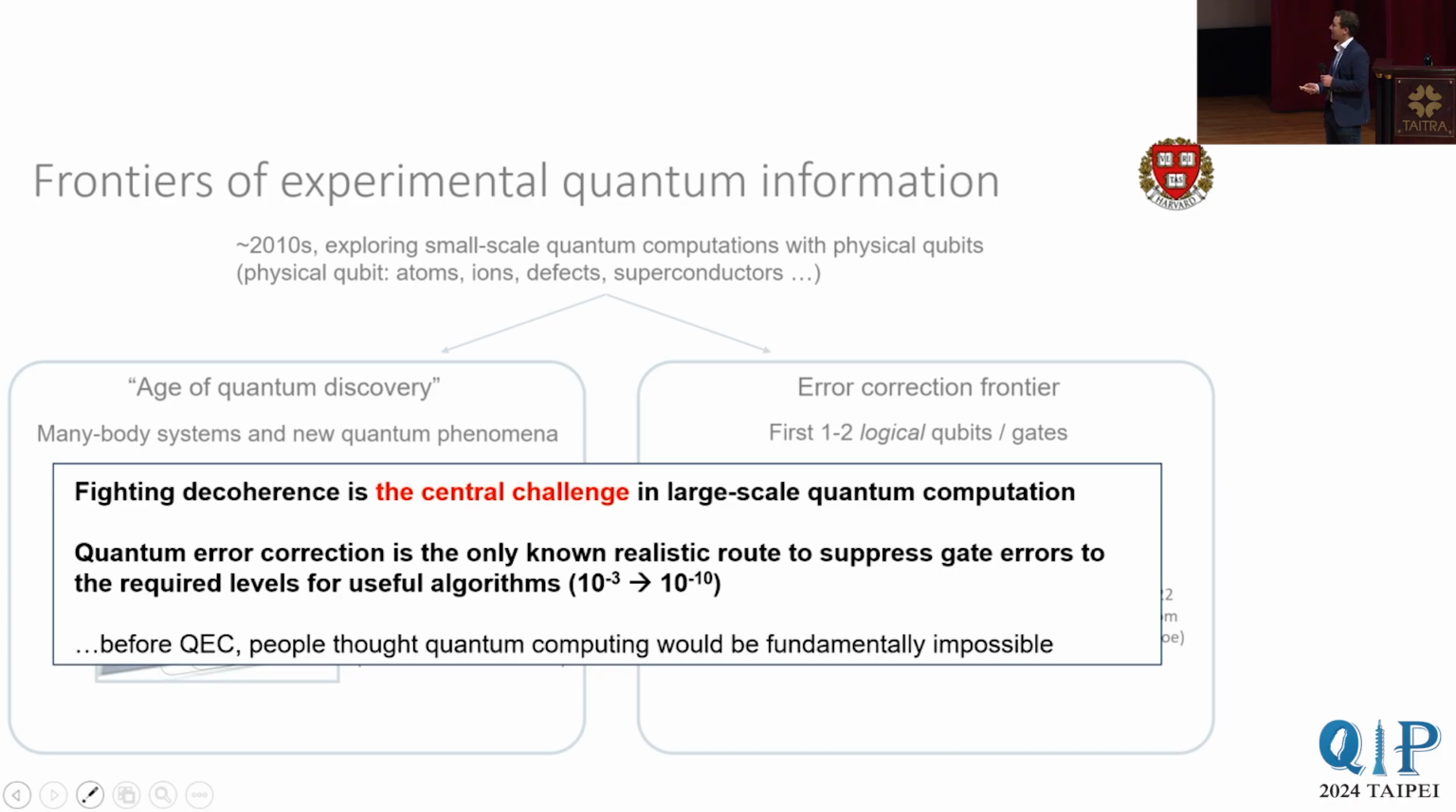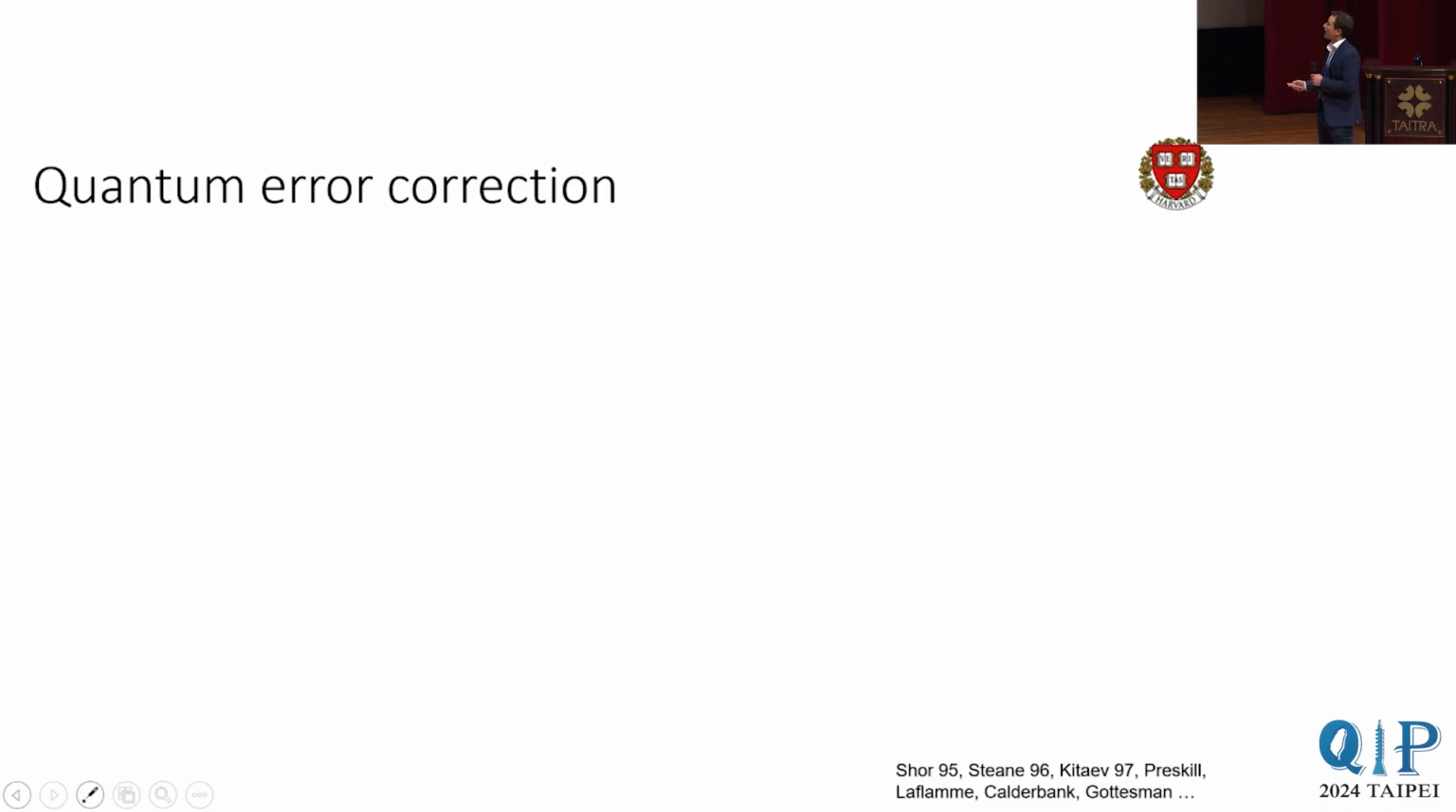10. And actually, before quantum error correction was invented, people thought that quantum computing would be fundamentally impossible, that you wouldn't really be able to benefit from quantum computers. And it's quite remarkable from a fundamental perspective that quantum error correction is even physically possible.